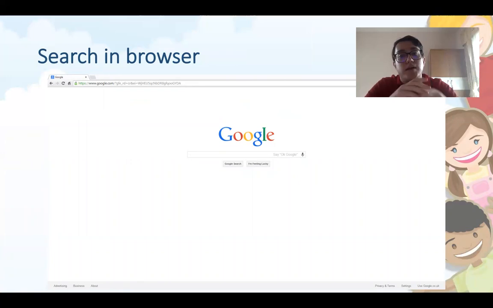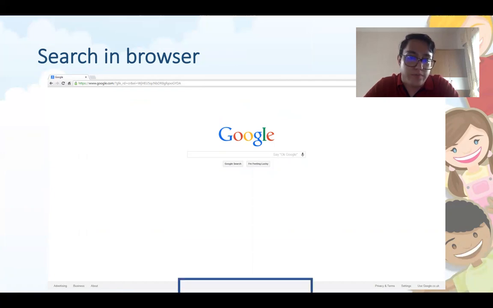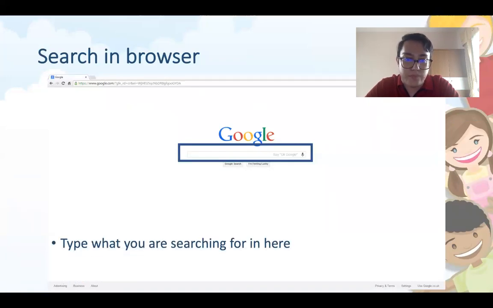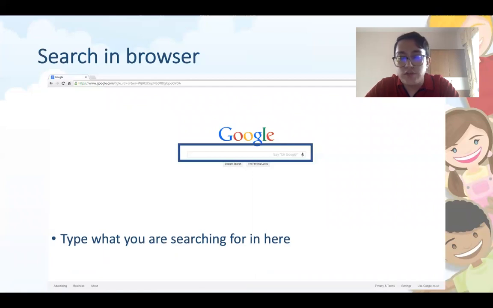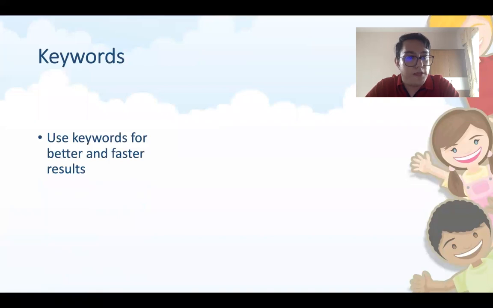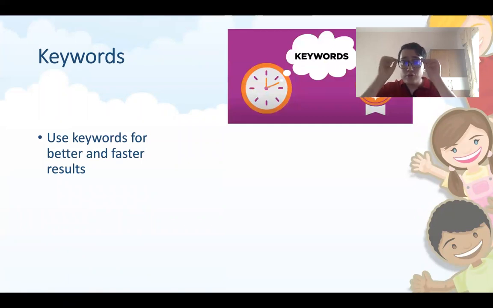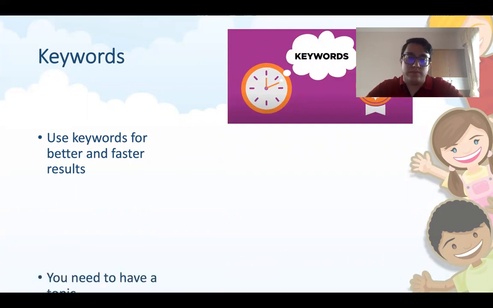You will see this page, which you can search. This is your Google. Search in the browser. You can type in what you are looking for in the middle, right here. So type what you are searching for in here. Use the keywords for better and faster results. So keywords help you to get better and faster results.